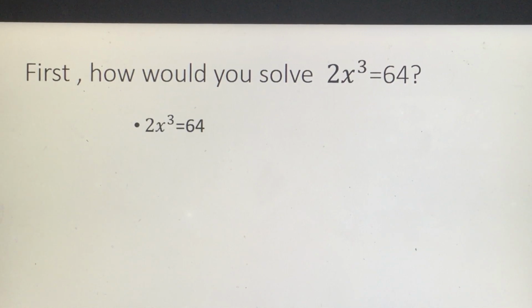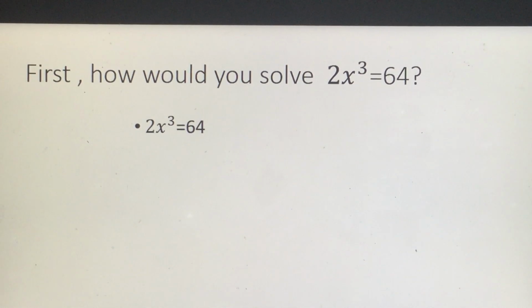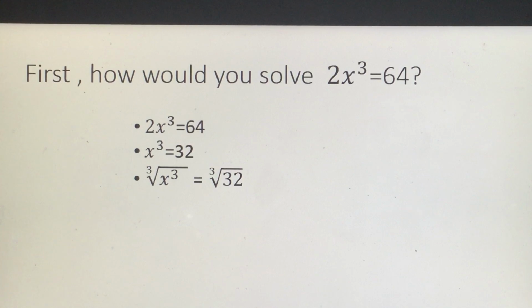2 times x cubed equals 64. What's the first step? Divide by 2. And then what's the inverse of x cubed? Well, cube root. You do the inverse to one side, you've got to do it to the other side, and you get x equals 2.